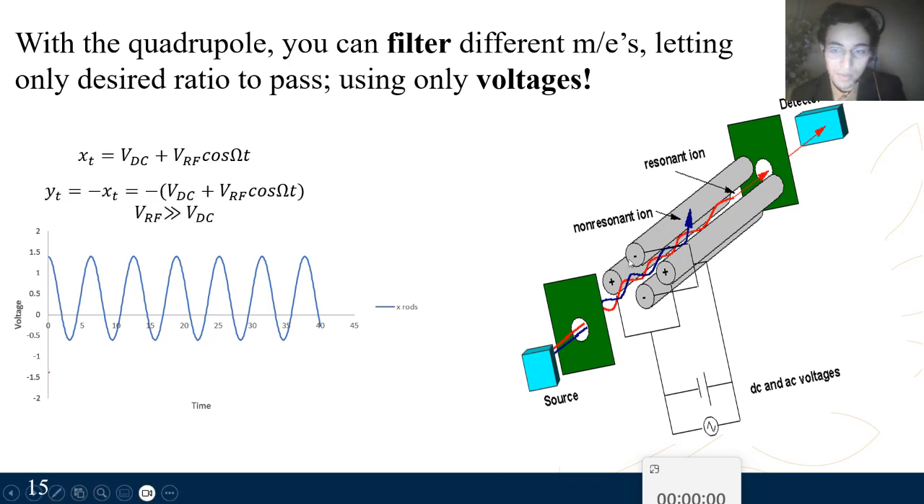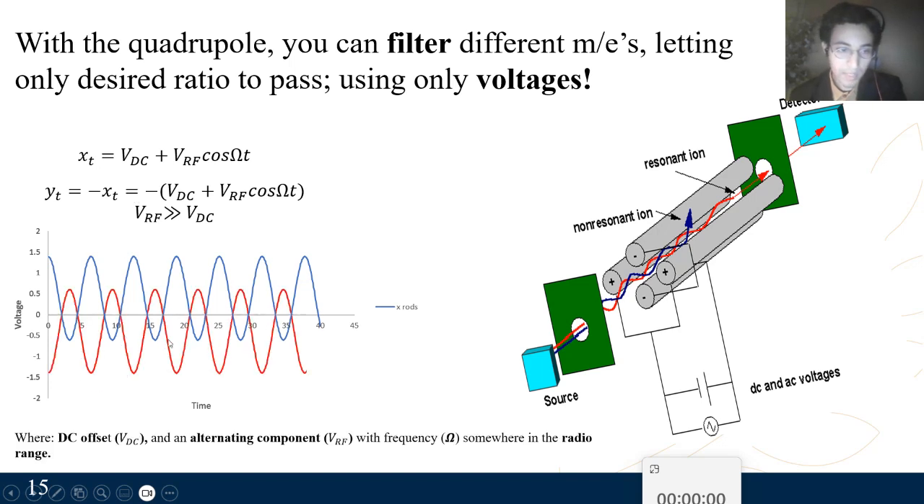And you have the Y rods, the negative rods right here, and it's equal to the negative of the positive rod. So it will be like that. Okay, so V_DC equals plus V_RF. RF is radio frequency because you know it's alternating in the radio range. And this sign here is the frequency, and this is the time.